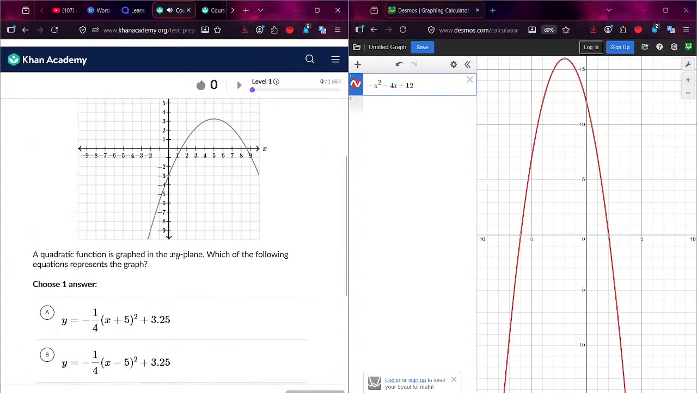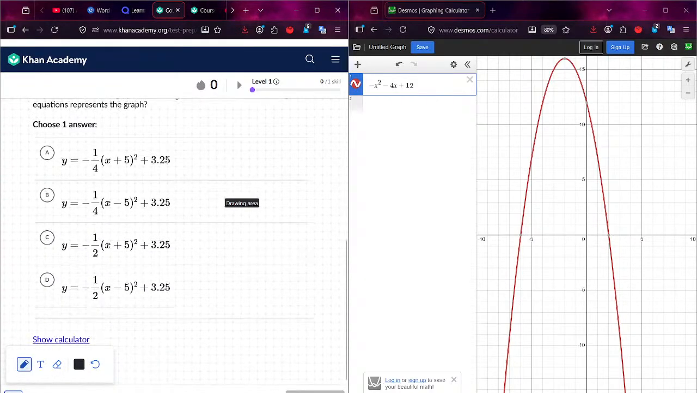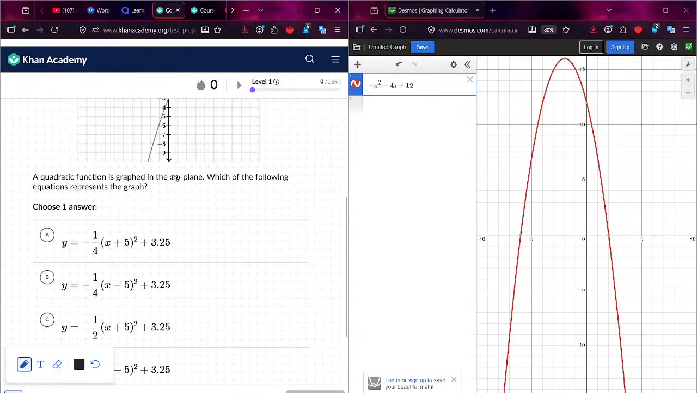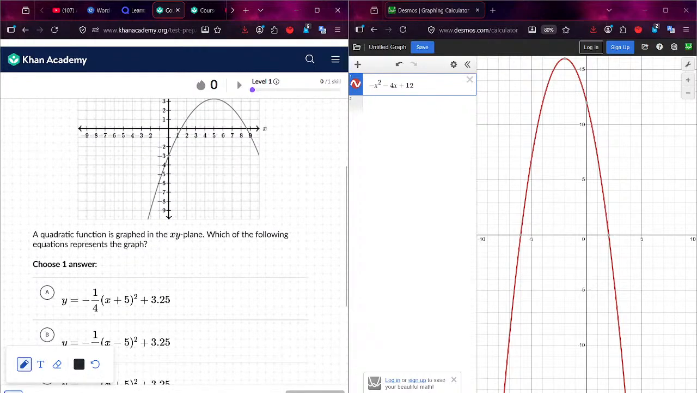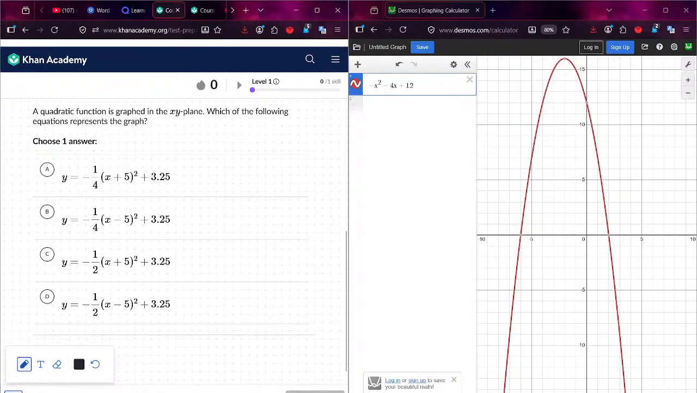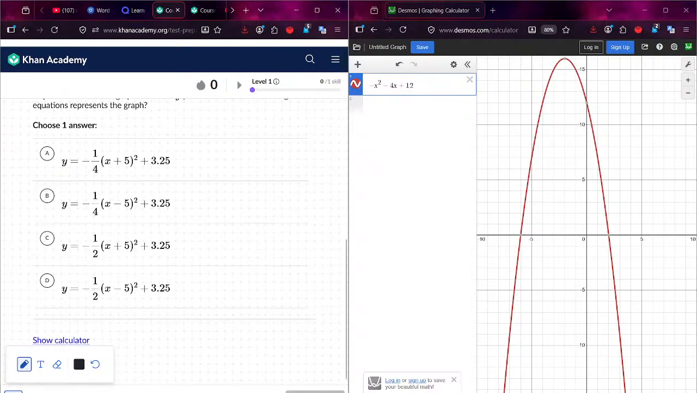Okay, a quadratic function is graphed in the xy plane. What represents the graph? In this case, we've got vertex form, I think. So this is going to be minus 5, so it's going to be minus 5 squared, because when it's in parentheses like this, it's usually inverted. So the x is going 5 this way, so it's going to be negative 5 in the equation.